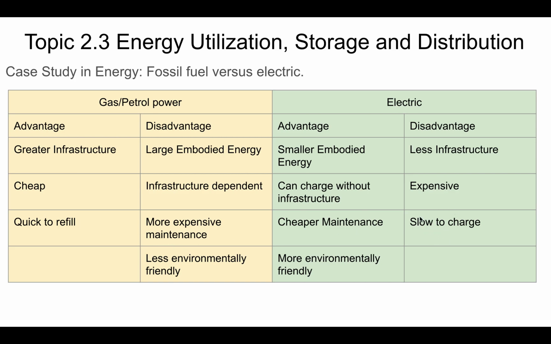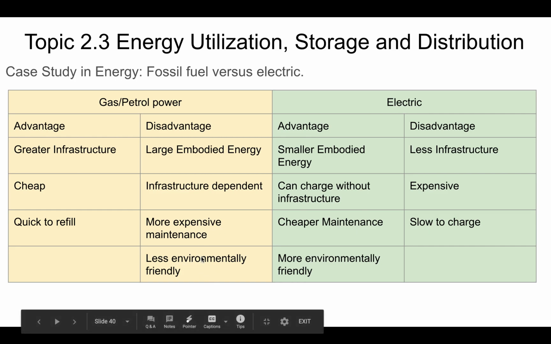Okay, slow to charge, although this is changing, but electric vehicles take much longer to charge up. The maintenance on electric vehicles is much, much cheaper. There are just so many fewer moving parts and things that need to be maintained, whereas maintenance on a gas-powered car is much more expensive. Okay, you have to get your oil changed, you have to check your spark plugs, and basically you're containing an explosion in an internal combustion engine, and those things have wear and tear on a car, so it's much more expensive to maintain. Gas-powered cars are less environmentally friendly, of course, and electric are more environmentally friendly.